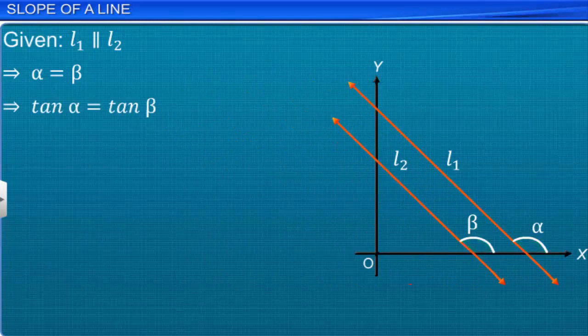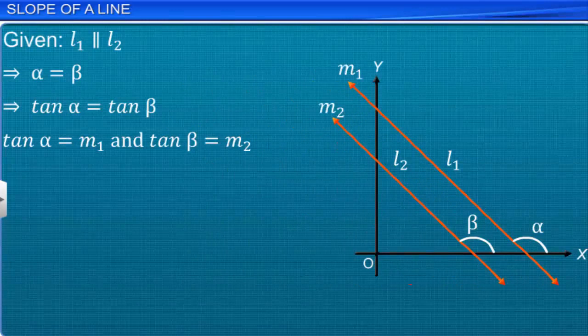By definition, tan alpha and tan beta represent slopes m1 and m2 of lines L1 and L2. Thus, if two non-vertical lines are parallel, their slopes are equal. The converse is also true, that is, if the slopes of two non-vertical lines are equal, the two lines are parallel.